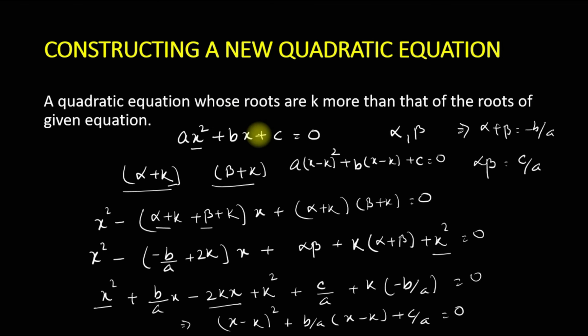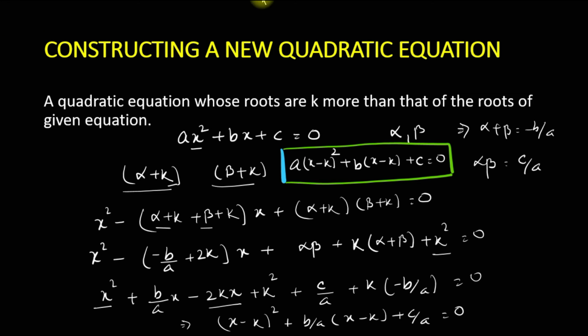So this is the quadratic equation whose roots are k more than those of the previous equation. So this is very important, and this derivation is also very important.